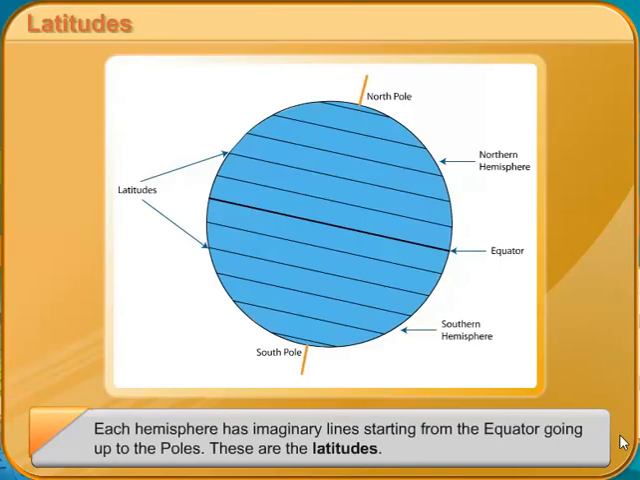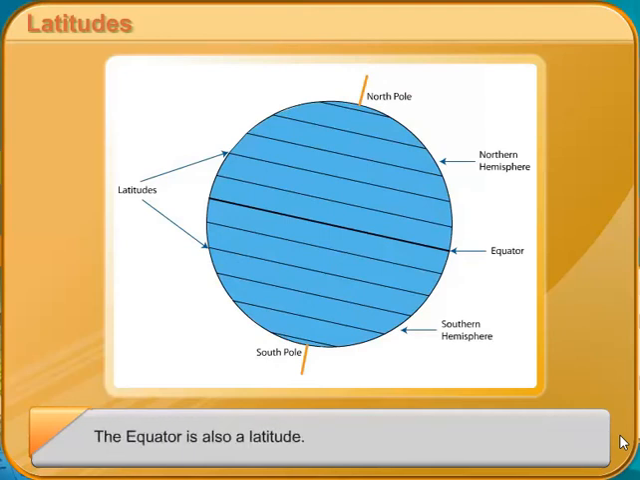The 66.5 degree N latitude is called the Arctic Circle. It is near the North Pole. The 66.5 degree S latitude is called the Antarctic Circle. It is near the South Pole.